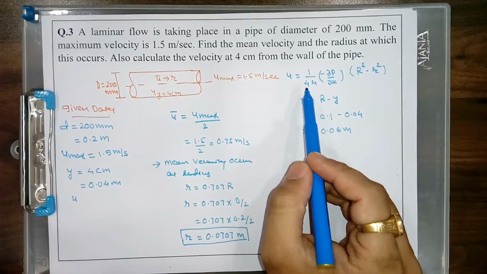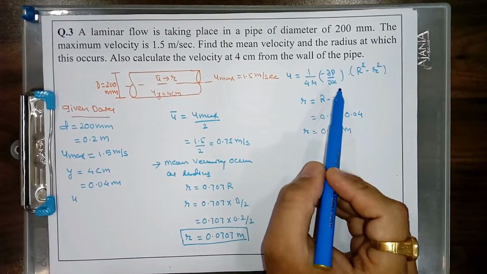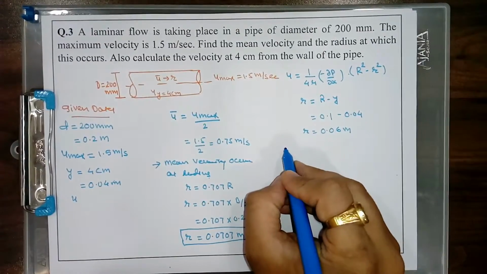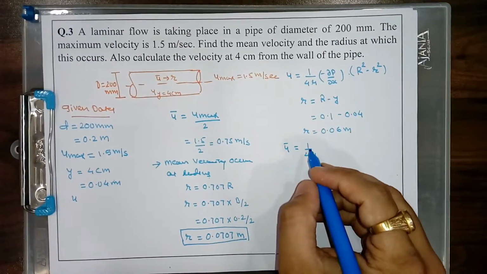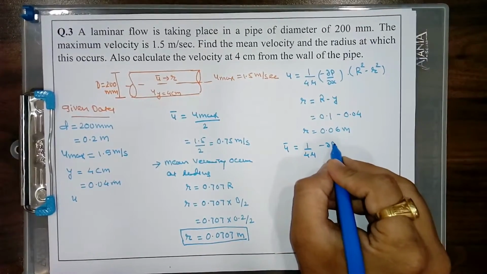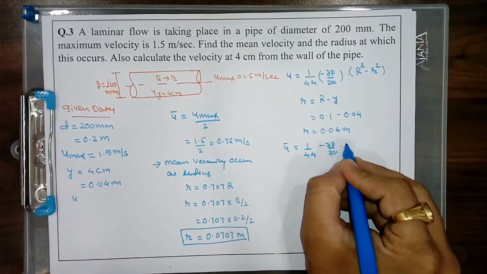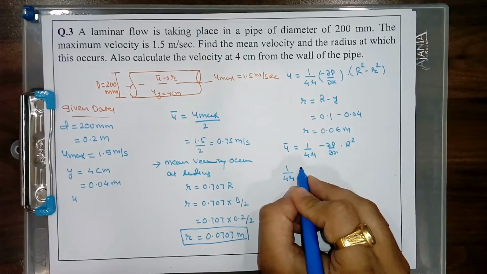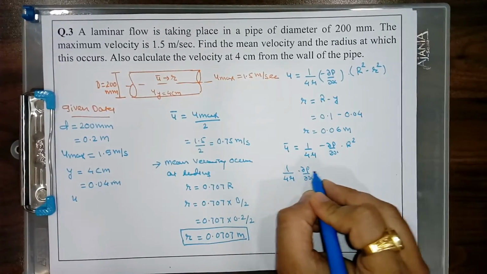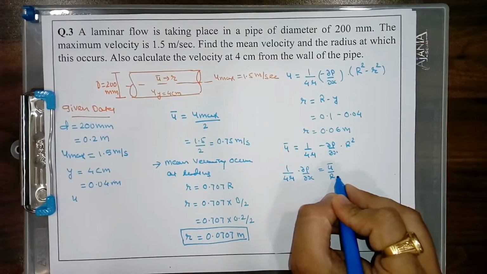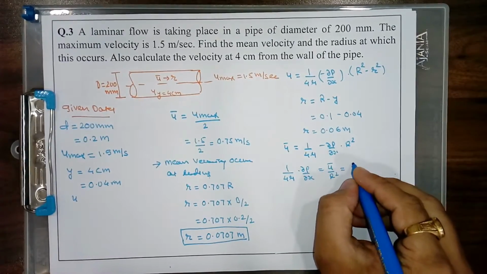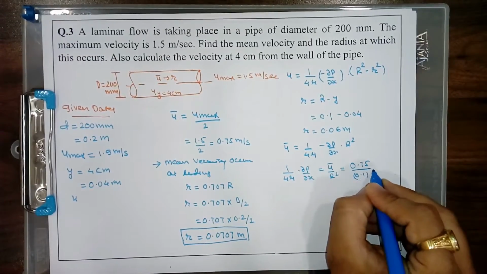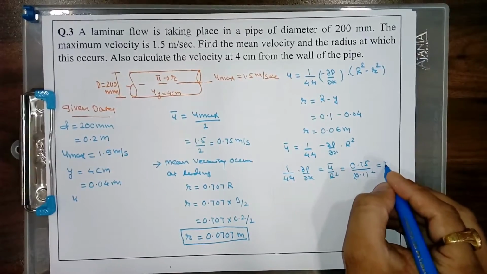Now students, in this expression the value of del p by del x is unknown. Also in this numerical the value of mu is not given. So we apply the formula of u cut, which equals 1 upon 4 mu into minus del p by del x into R square. Now we make the subject 1 upon 4 mu into minus del p by del x, which equals u cut upon R square. So the value of u cut is 0.75 and R is 0.1 whole to the power 2. So we get 75.